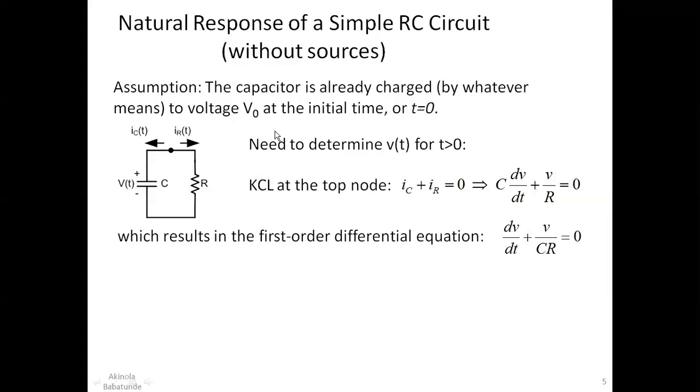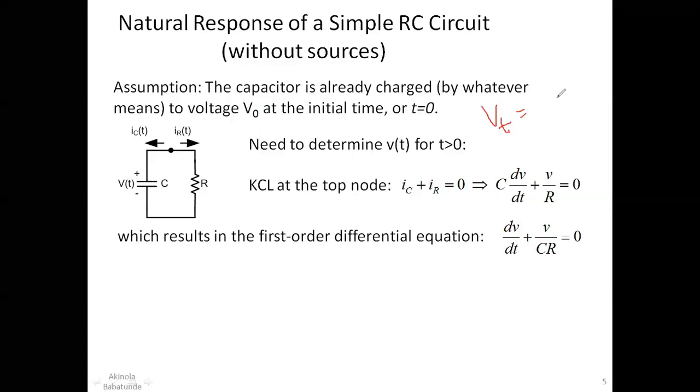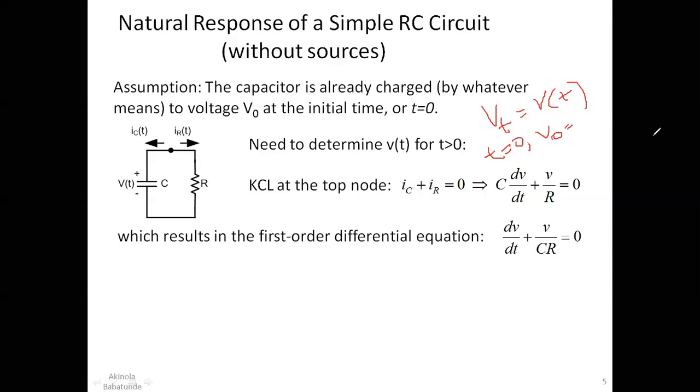This should not be a problem for you, because these are things we have mentioned before. Normally we have our voltage as V of t. So at t equal to 0, what we are going to have is just V0, or V of 0. That's what it means by the capacitor is already charged to voltage V0 at the initial time, or at t equal to 0.